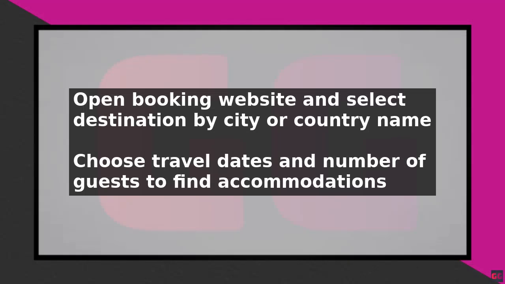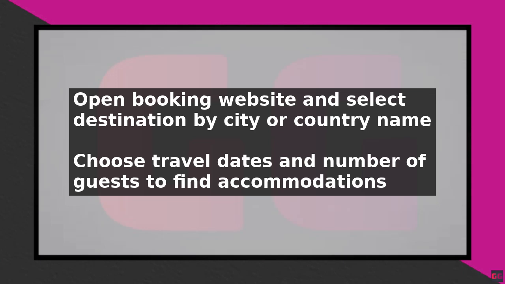To make a reservation on Booking.com, start by opening the website and selecting your destination, either by typing the city or country name in the search bar or by using the map view to browse locations. Choose your travel dates and the number of guests. Then click the search button to find available accommodations.